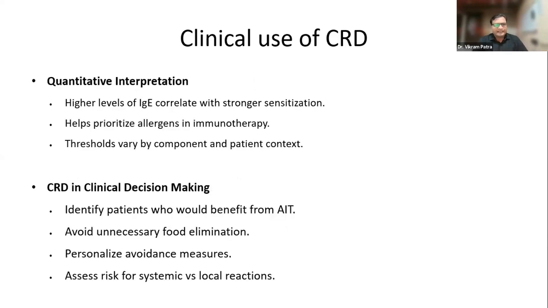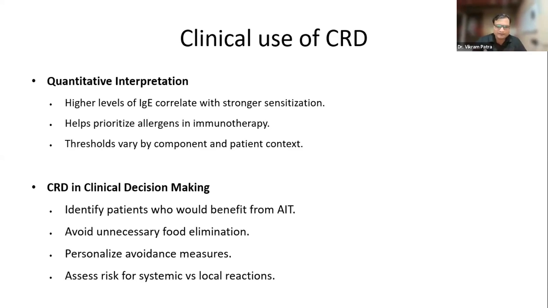When it comes to quantitative interpretation, higher levels of Ig correlate with stronger sensitization in most cases, not in everything. Then it helps prioritize allergens in immunotherapy. If we are getting a clear-cut molecular marker or signature molecule, then we can directly go ahead with immunotherapy. But the thresholds vary by component and the patient's context. It helps in clinical decision making. It identifies patients who would benefit from AIT.